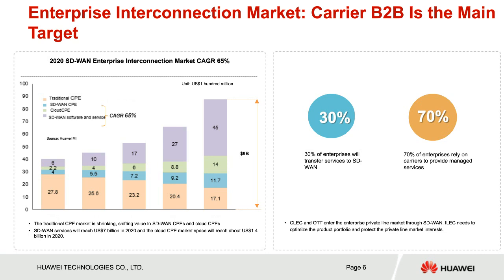So that's from the Professional Research Group's results. It also shows that enterprise interconnection, the carrier B2B market, is growing very fast. By the estimate, by 2020 the SD-WAN enterprise interconnection market will grow 65%. So that's a comparison of the audience feedback with the professional study group. It's quite interesting.